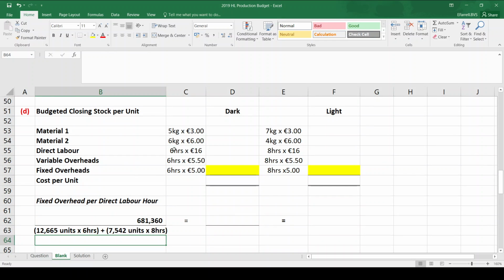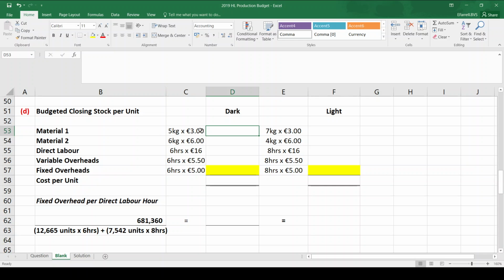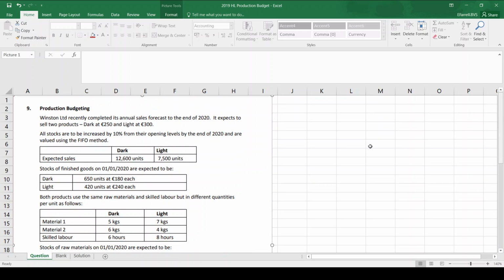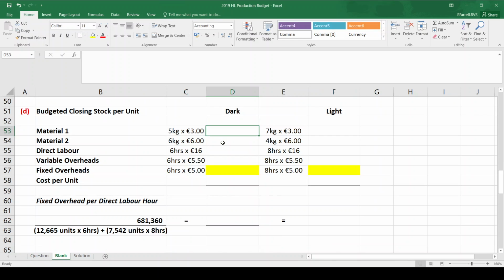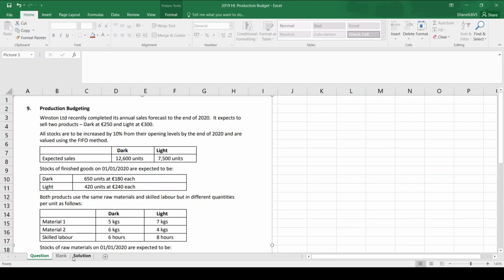So again, all of these figures are coming from the question apart from this €5. So we need to work out this €5 in a minute. But all of the other figures, as you can see, are coming from the question when we go through it. So to start off with dark. For dark, for material 1 and 2, we need 5 kgs and 6 kgs. We can see that from here. For dark, material 1, 5 kgs, material 2, 6 kgs. And for light, for material 1, 7 kgs, and for material 2, 4 kgs. So again, that's just where the 7 and the 4 are coming from.